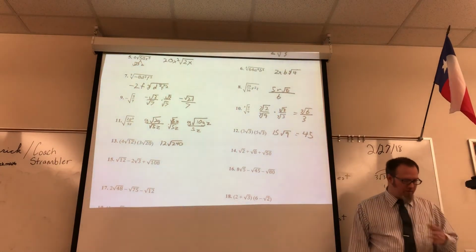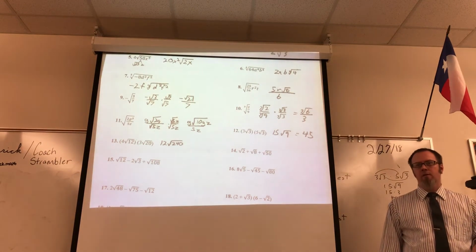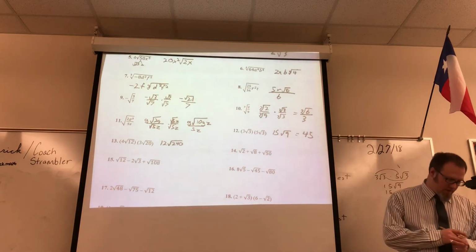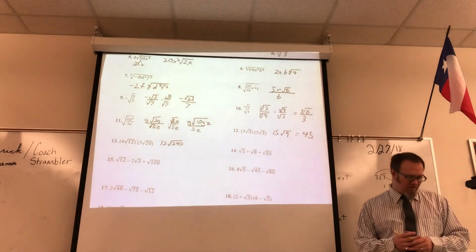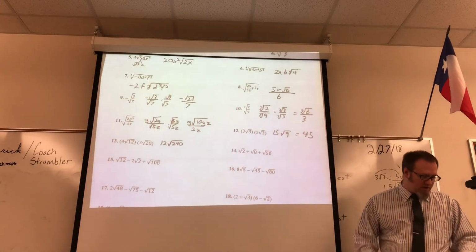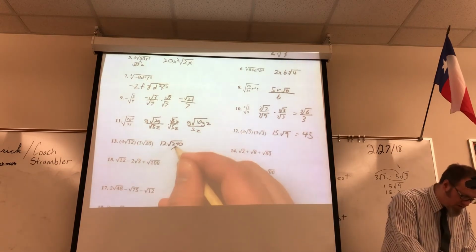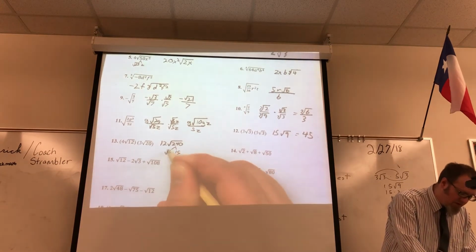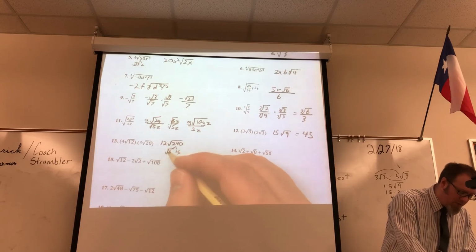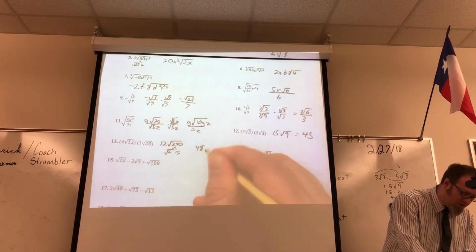240 would be divisible by 8. That'd be 8 and 30. And then 8 times 8 would be 16. So you can get a 16 out of this. It'd be 16 and 15 when you split it up. Square root of 16 is 4. So that multiplied by the outside would give me 48 square root of 15.